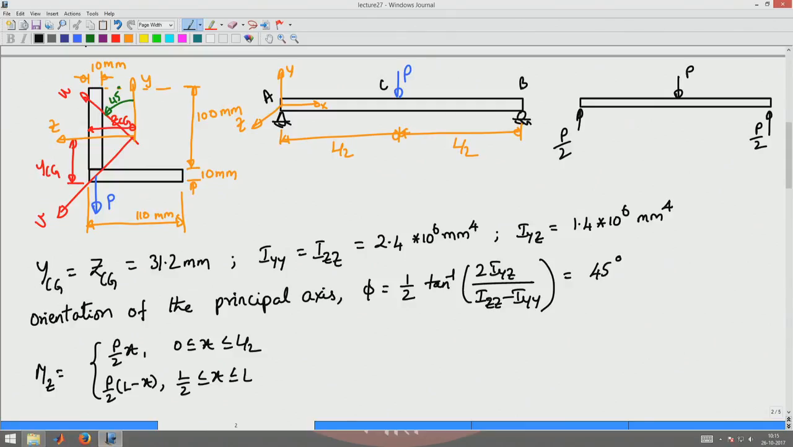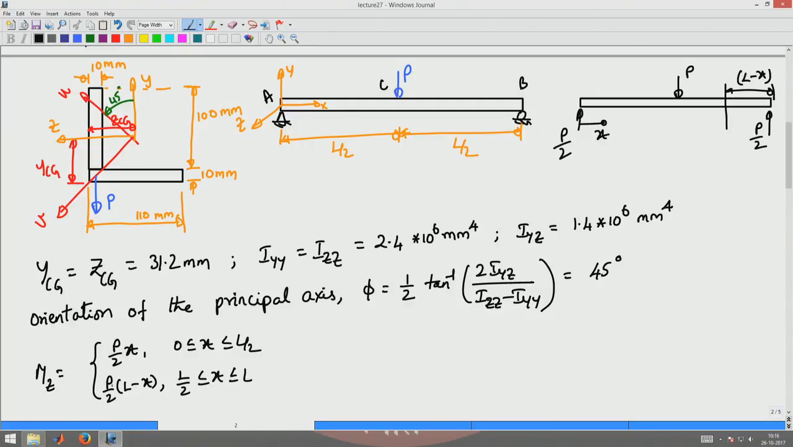Okay, here x is measured from the end A. Any section on this segment will be at distance x. Any section on the other segment will have a distance from this end of L minus x. So for a section greater than L by 2, the moment at that section point will be P by 2 into L minus x. By now you should be familiar with writing this equation. You have done that thrice in this course, so you have to be conversant in writing these equations.